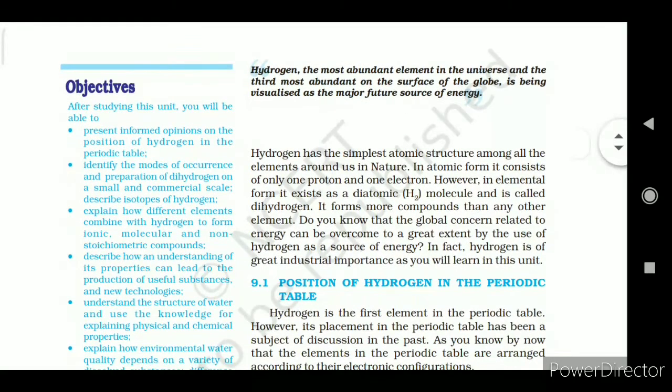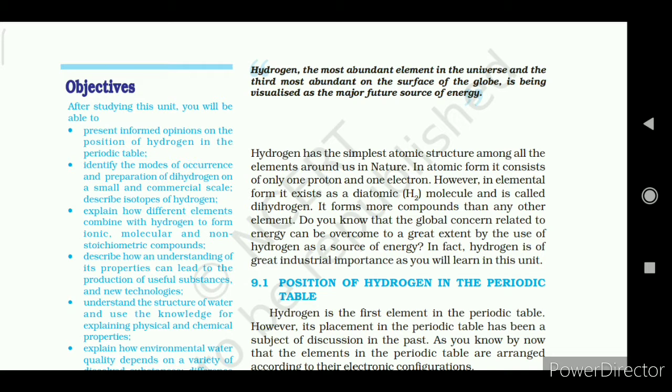Hydrogen, the most abundant element in the universe and third most abundant on the surface of the globe, is being visualized as the major future source of energy. Hydrogen has the simplest atomic structure among all the elements around us in nature. In atomic form, it consists of only one proton and one electron. However, in elemental form, it exists as a diatomic molecule and is called dihydrogen. It forms more compounds than any other element.